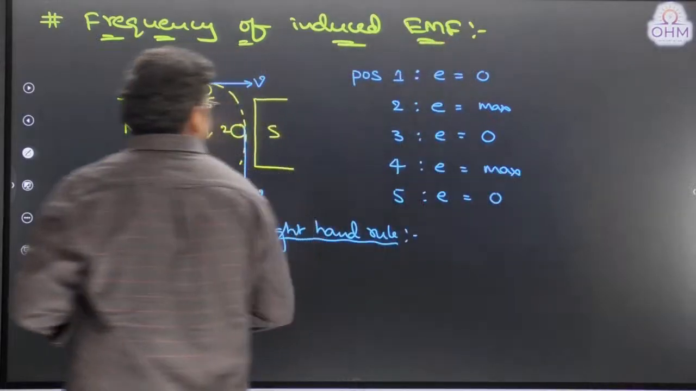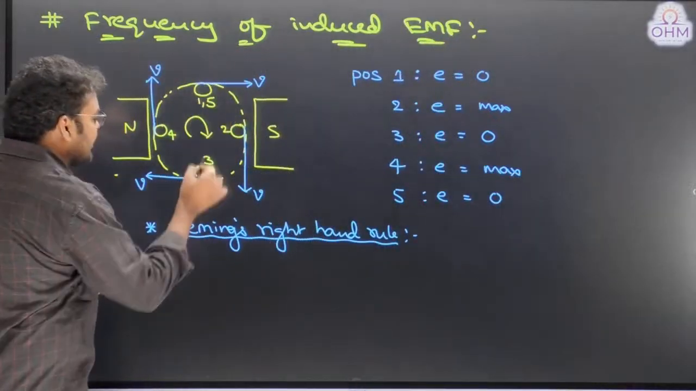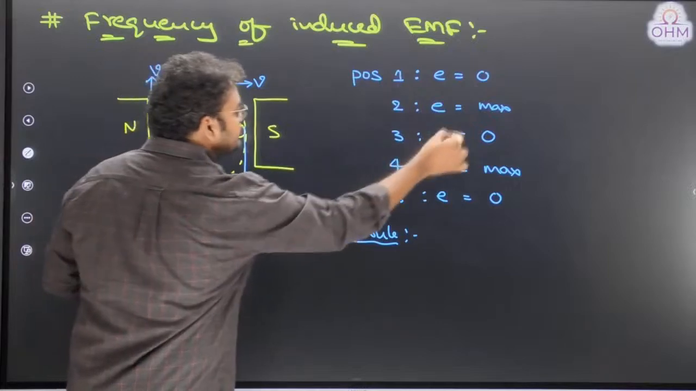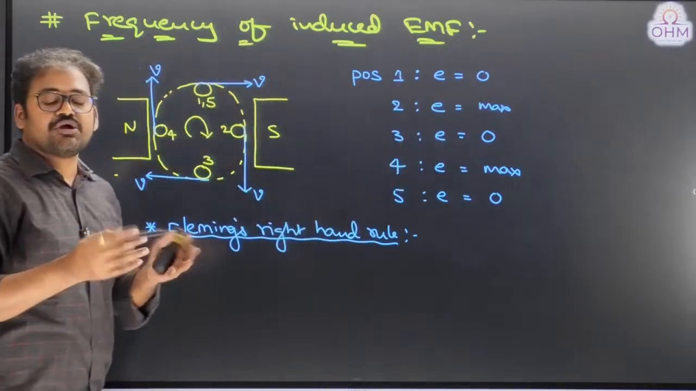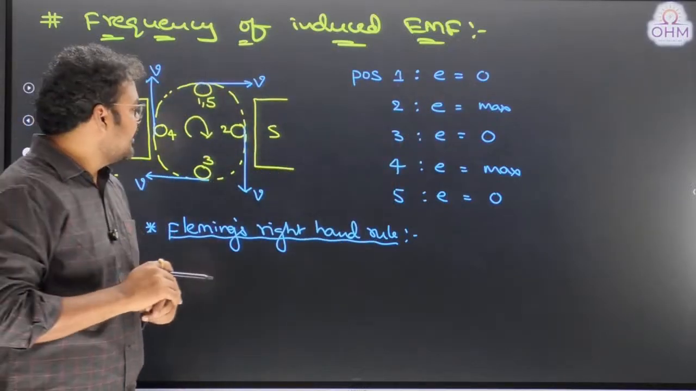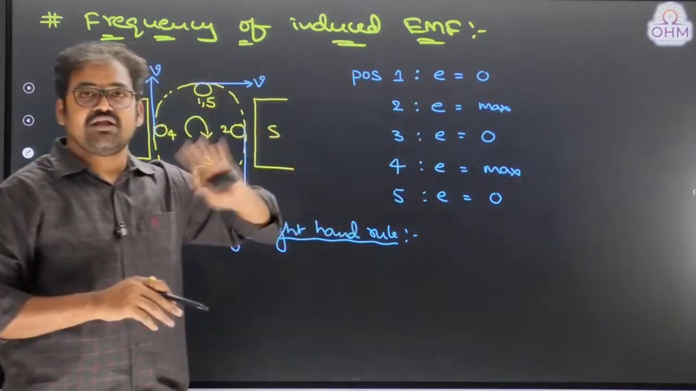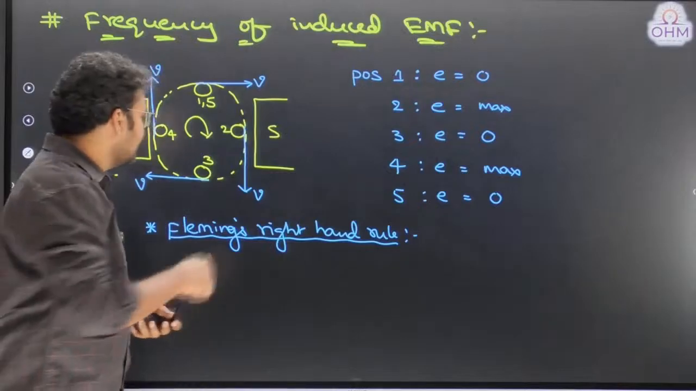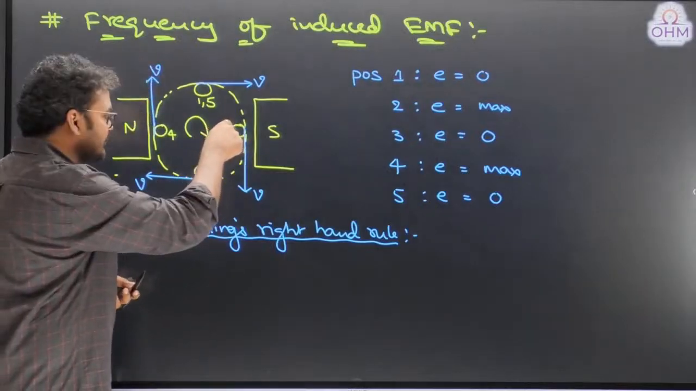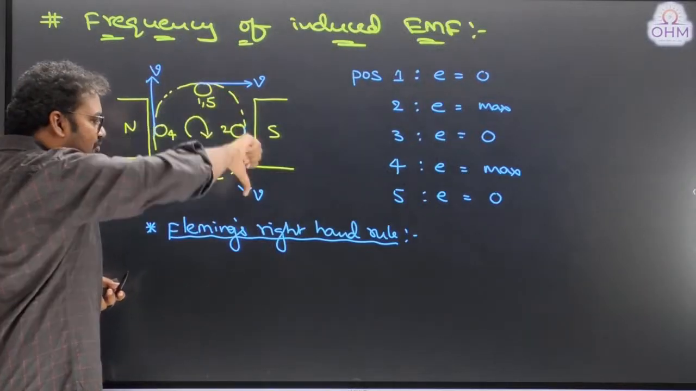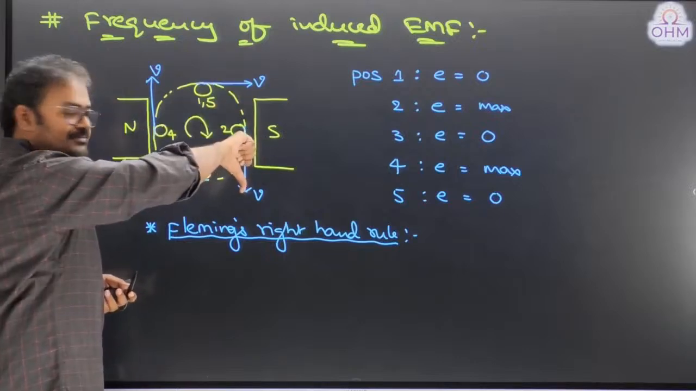Now see, at position 1 and position 3, the induced EMF is already 0. Therefore, no need to find out its polarity. But at position 2 and position 4, maximum EMF is there. Let us find out the polarity. Now see, at position 2, the conductor was moving in downward direction with the help of the prime mover.